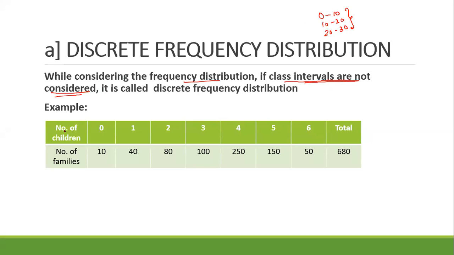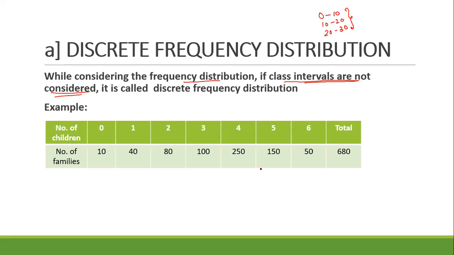So, ಇಲ್ಲಿ example ಅಲ್ಲಿ number of children direct ಆಗಿ 0, 1, 2, 3, 4, 5, 6 number of families. 0 ಅಂದ್ರೆ 0 children ಇದ್ದವರು 10 families ಇದ್ದಾರೆ. 1 ಮಕ್ಕಳು ಇದ್ದವರು, like if they have 1 child, there are 40 families. So when the distribution is not based on class interval, it is called discrete frequency distribution.